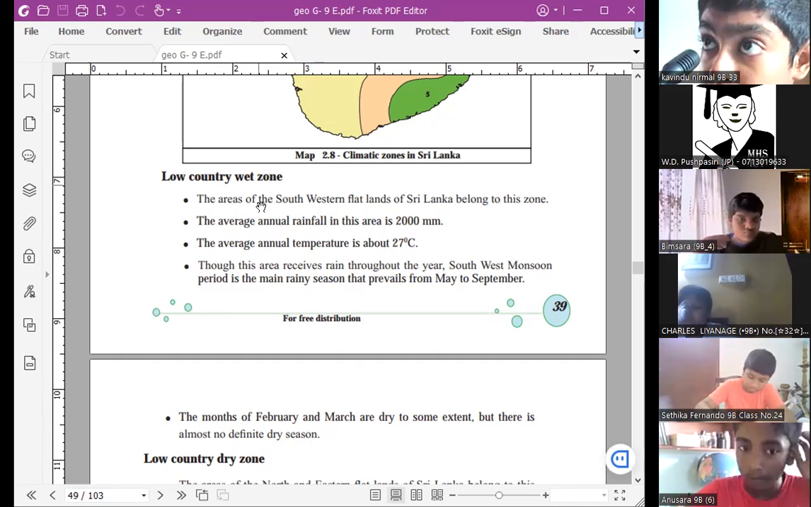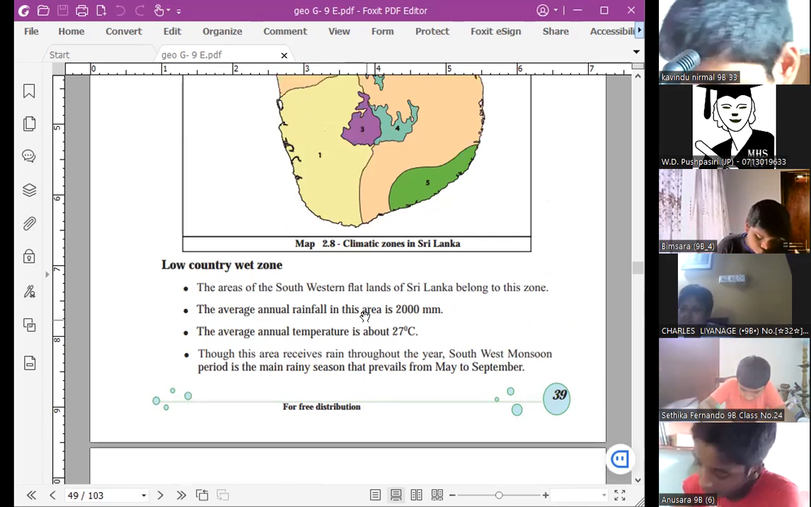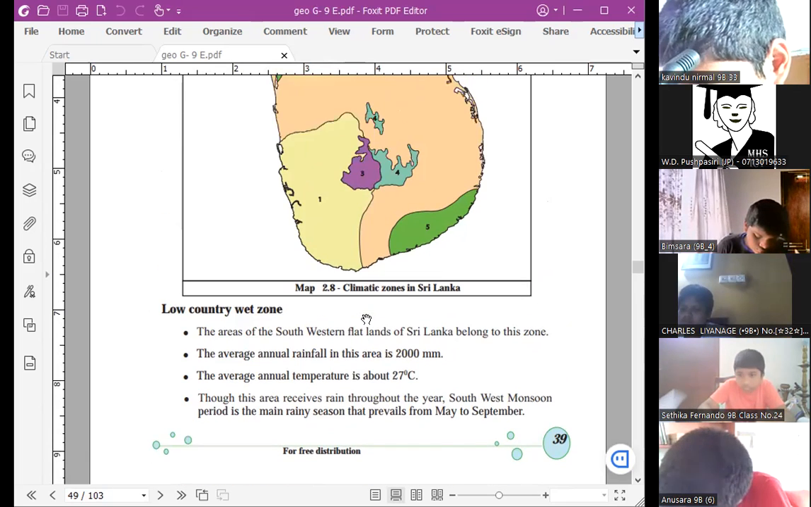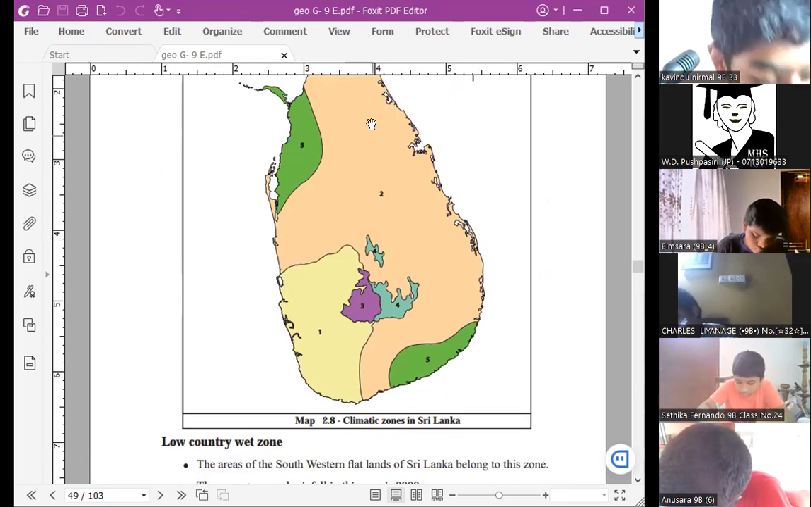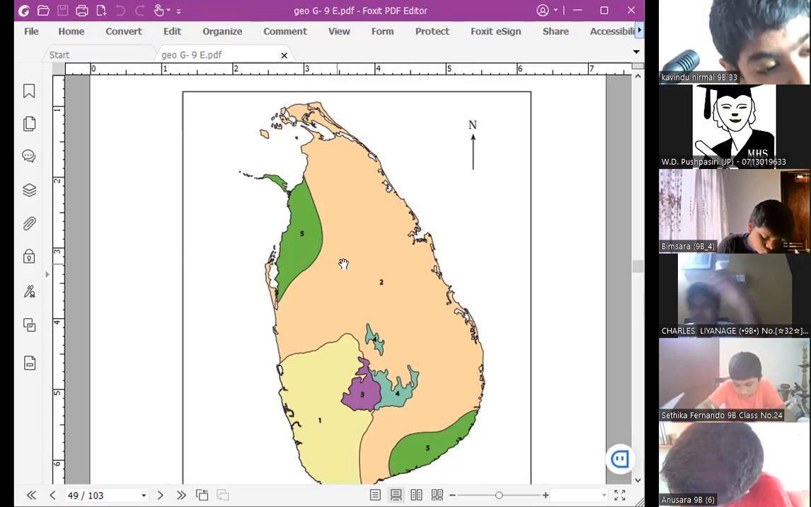So this is the wet zone. Now we are going to talk about the dry zone. That means number 2. This area, right? Most of the area belongs to this.